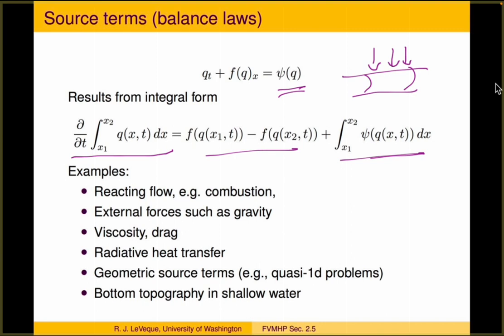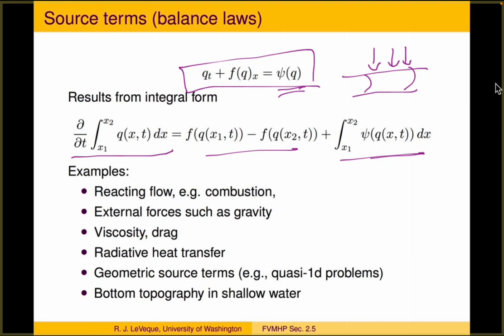And so when you put these things together, you do exactly the same thing we did before of rewriting this as the integral of the f dx, and then combining all these, moving the time derivative inside, you end up with this differential form that has a source term on the right-hand side.